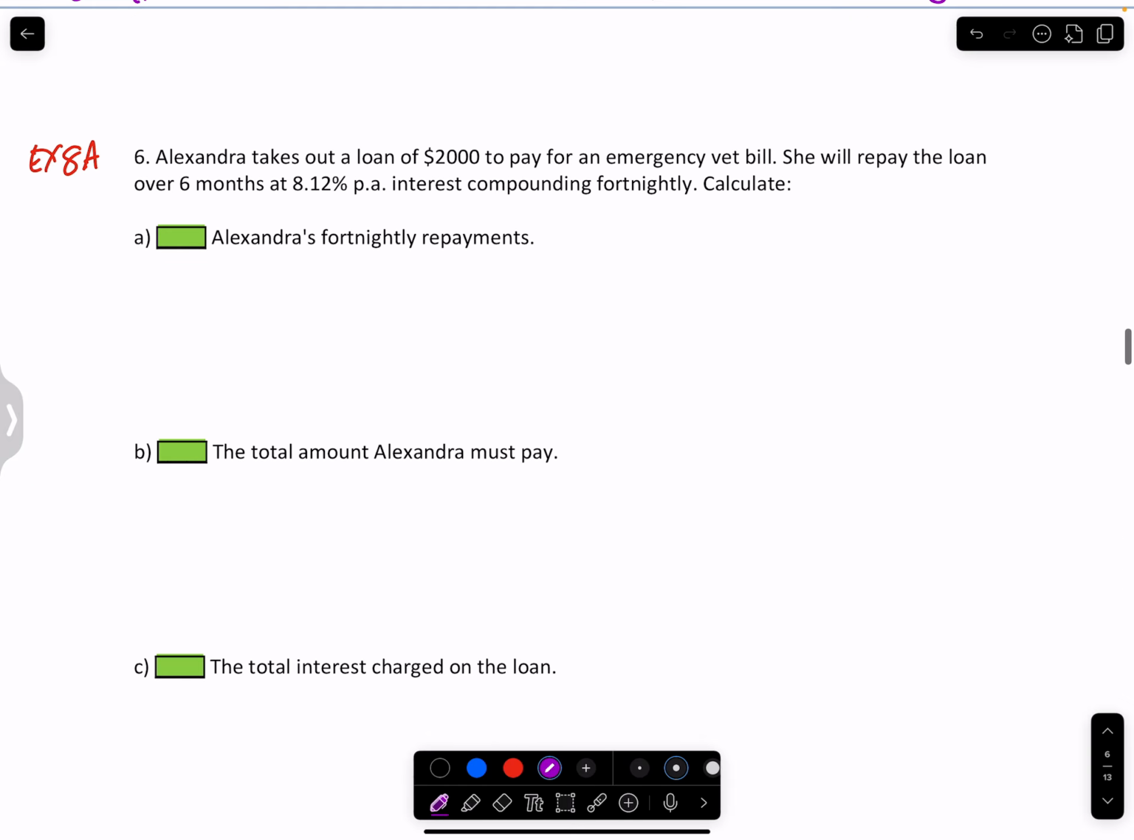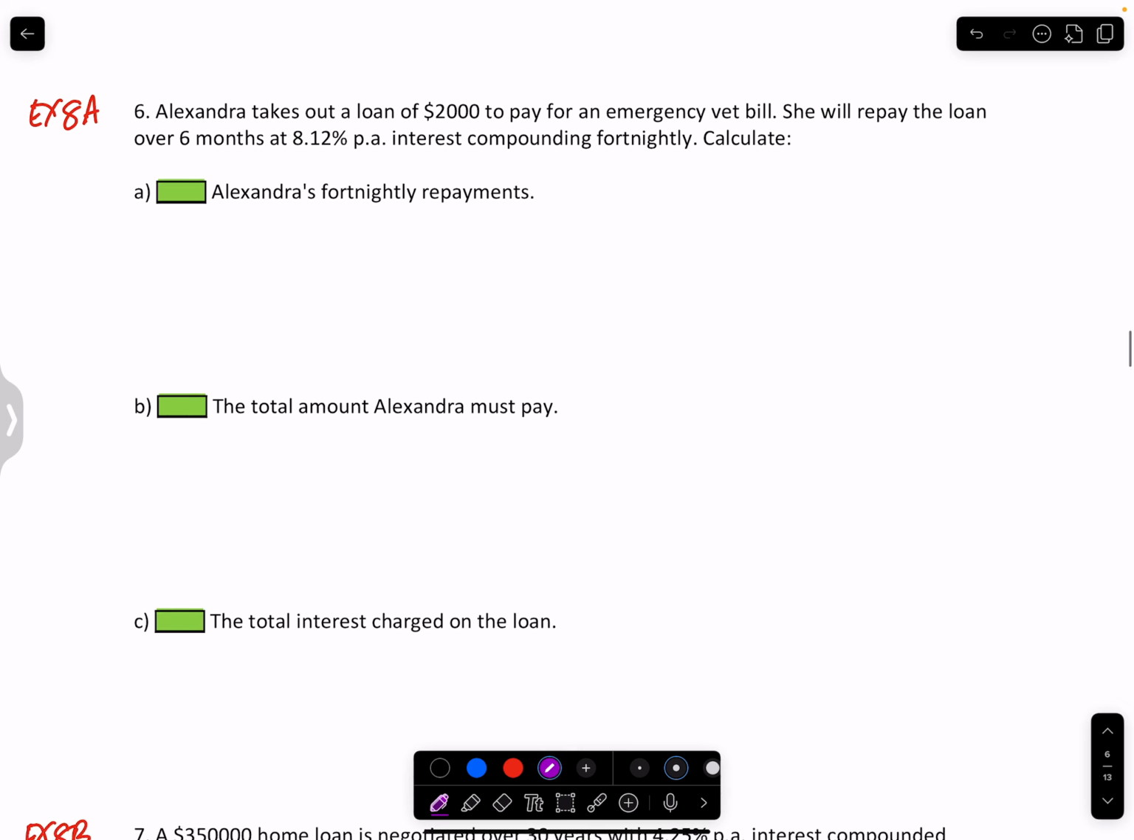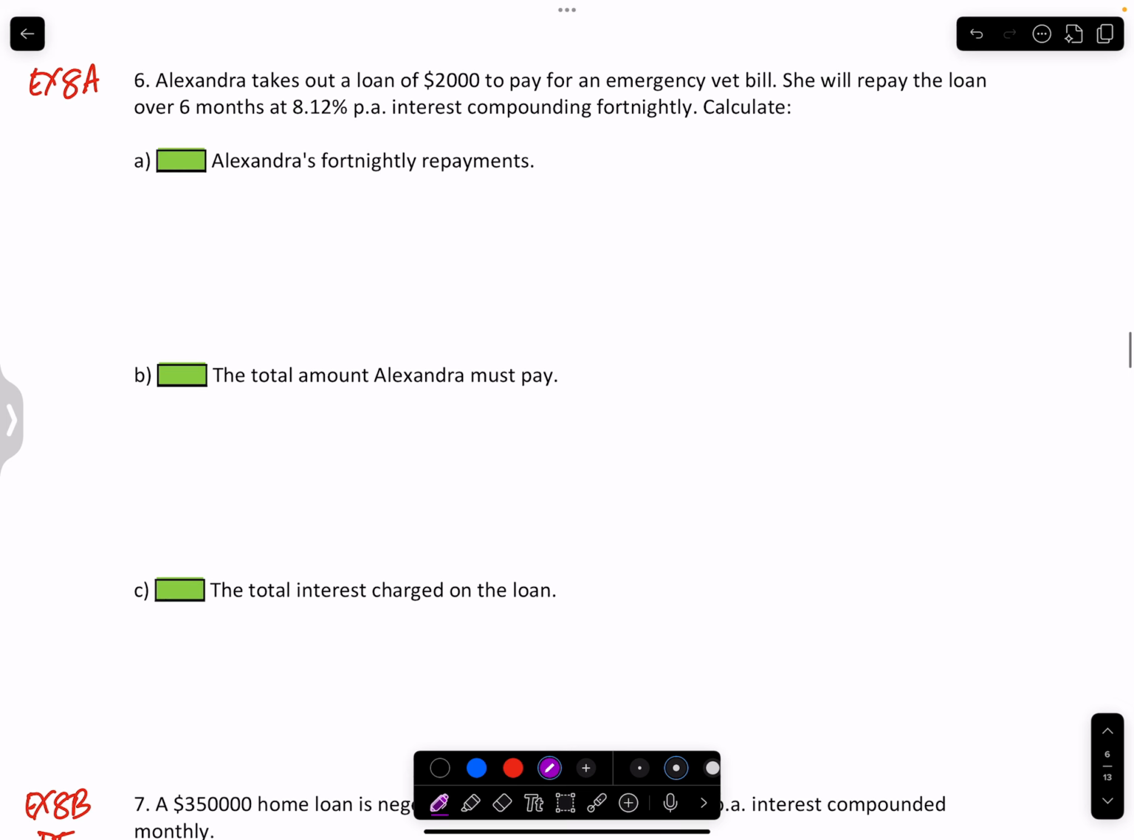Exercise 8A, meaning that this wasn't in the DI. You should have practiced the reducing balance loans on your timeline. Alexandra takes out a loan of $2,000. She'll repay the loan over 6 months, 8.12%, compounding fortnightly. Calculate the fortnightly repayments. N is going to be 6 months.